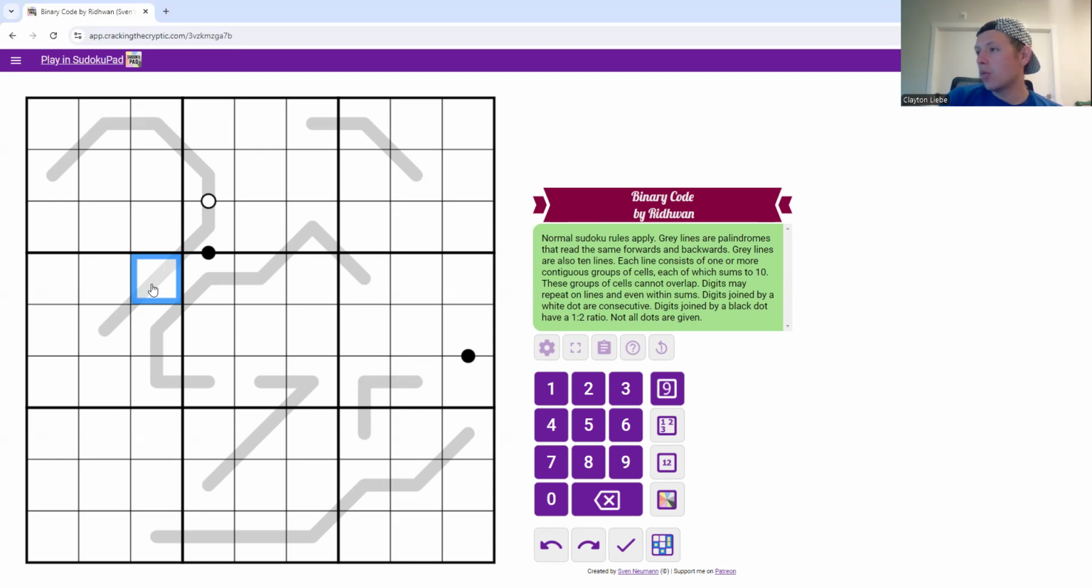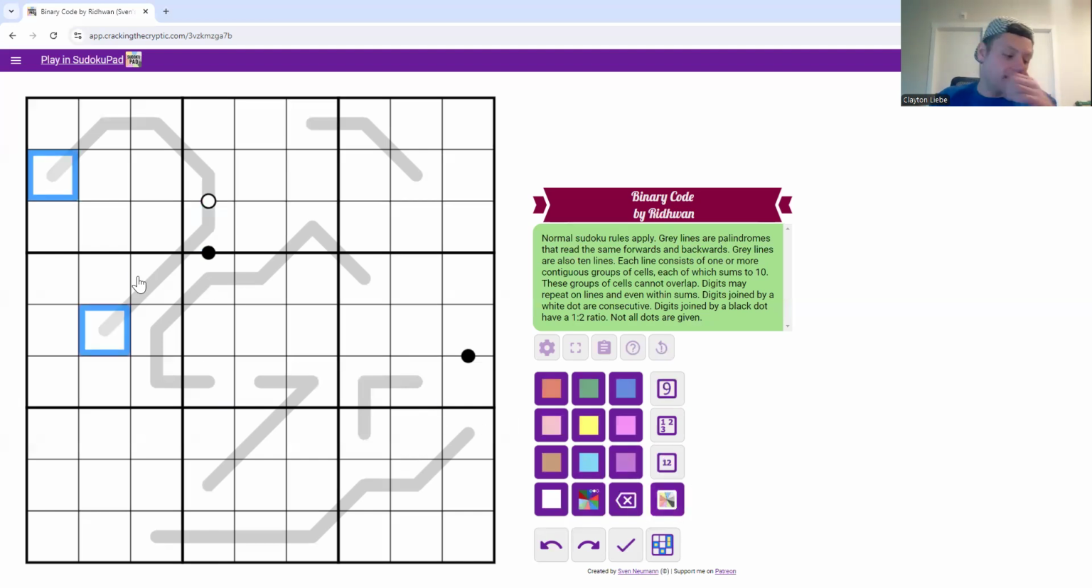Digits joined by a white dot are consecutive. That'll be this. 1, 2, 2, 3, anything like that. Digits joined by a black dot have a 1 to 2 ratio. 2, 4, 4, 8, anything of the sort. Not all dots are given. Those are the rules. Let's take a look.